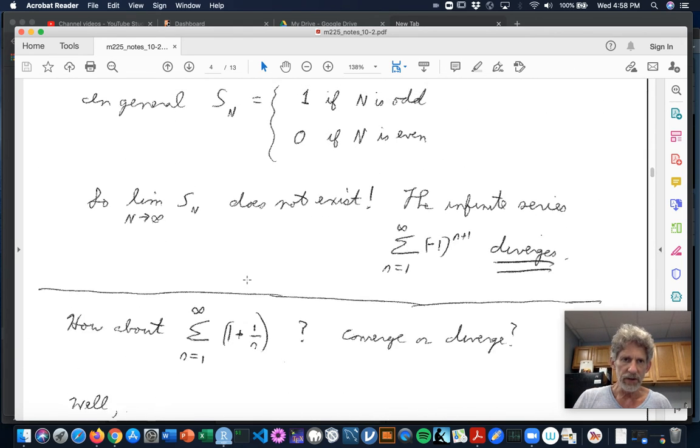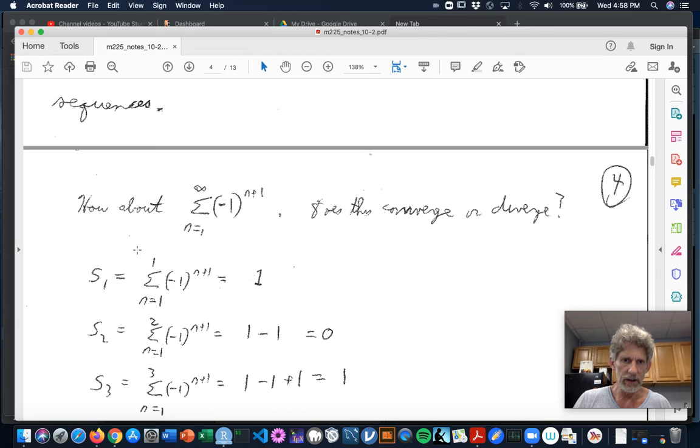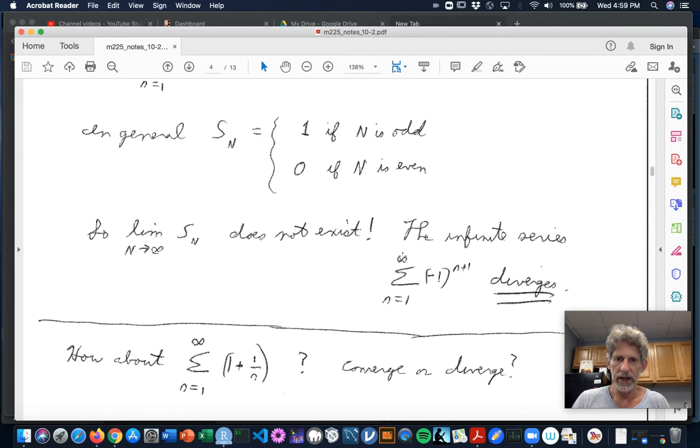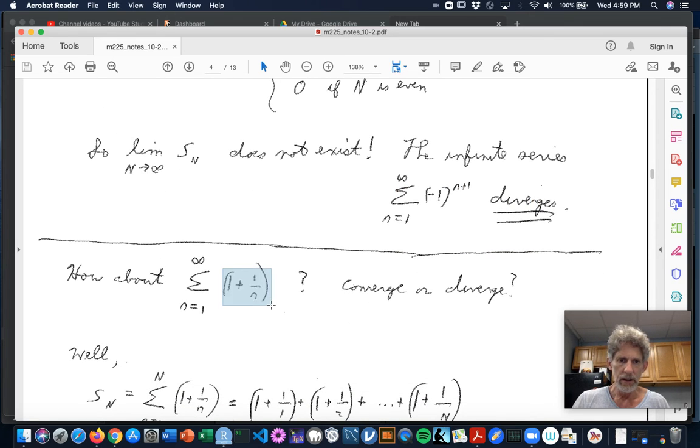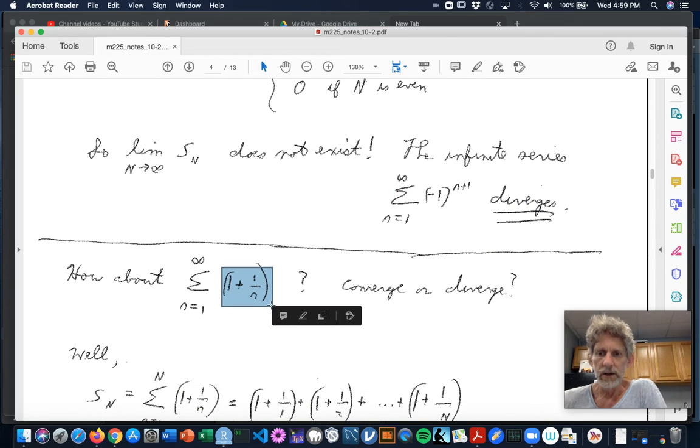So I've noticed, like in this case here, the sequence of terms didn't have a limit. -1 to the n plus 1 just cycles between -1 and plus 1. Didn't have a limit. And the series diverges. And here, the sequence of terms had a limit. It's 1. 1 plus 1 over n goes to 1.